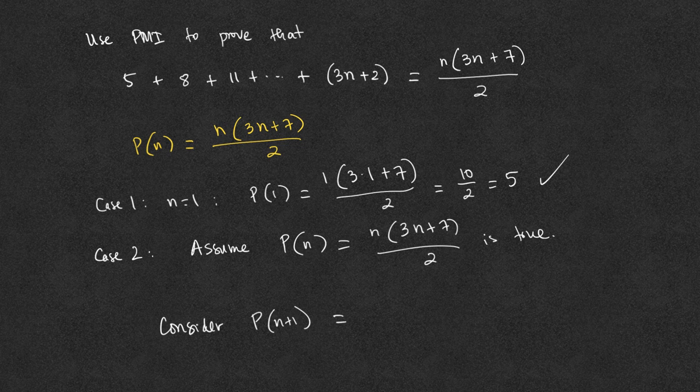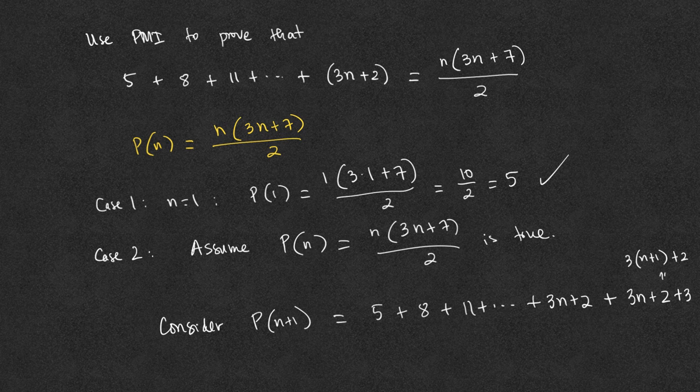P_(n+1) is the sum 5 plus 8 plus 11 plus ... plus (3n + 2), plus the next term, which will be 3n + 2 + 3. This is 3(n + 1) + 2. Remember that we add 3 to get to the next term.